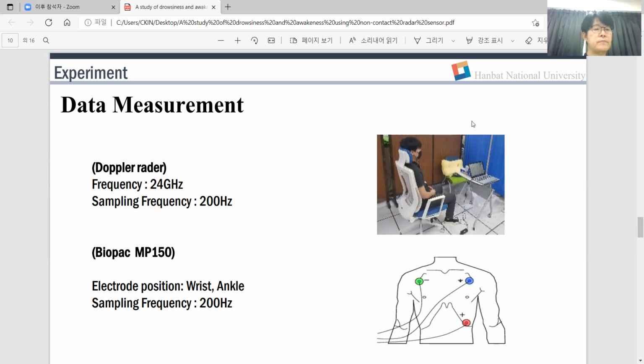The electrode position during the ECG measurement using a BioFAC is shown in the figure below. The negative electrode was attached to the right chest, the positive electrode to the left abdomen, and the ground electrode was attached to the left chest. The sampling rate of both the Doppler radar sensor and the BioFAC MP150 was set to 200 Hz.